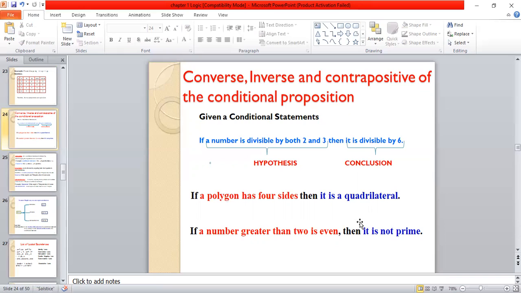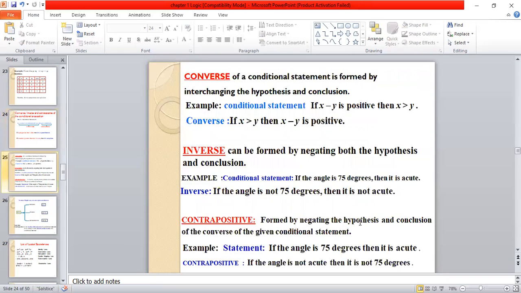So let's find the converse, inverse, and contrapositive of a conditional proposition. The converse of a conditional statement is formed by interchanging the hypothesis and the conclusion. By changing the positions of the hypothesis and the conclusion, we can find the converse of a given conditional statement. For example, if x minus y is positive, then x is greater than y is a conditional statement, and the converse of this statement is changing this conclusion into the hypothesis and this hypothesis into the conclusion.